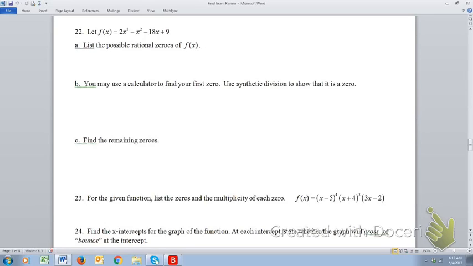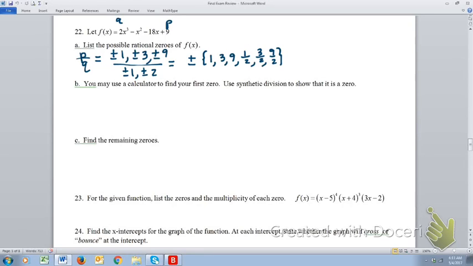So here it says we have a function. We need to find the possible zeros. That's what we were just doing. So identify P and Q. Let's write our factors of 9. That would be 1, 3, and 9. And then our factors of 2, that would be 1 and 2. So we're going to put all of those over 1. That gives us 1, 3, and 9. And then we'll put all of those over 2. And so those are going to be our possible zeros.